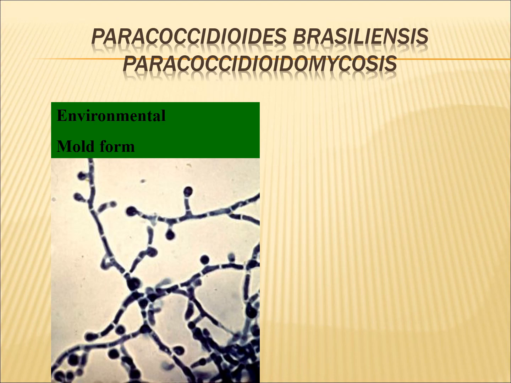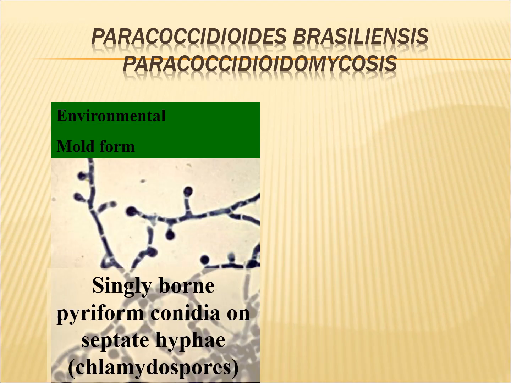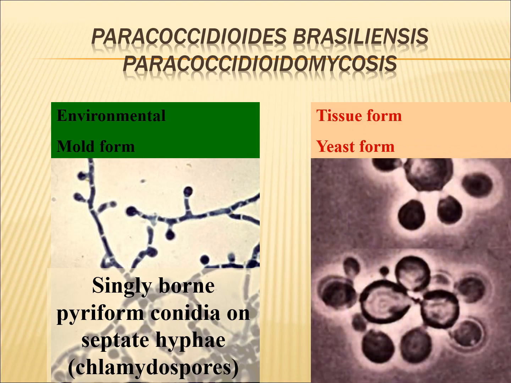Other fungi, Paracoccidioides brasiliensis, either mold form or yeast form. These are two important pictures. Mold form: the distinctive morphological form in the case of the mold form of Paracoccidioides brasiliensis is piriform conidia, septate hyphae. While the yeast form in tissue appears as a mariner's wheel.